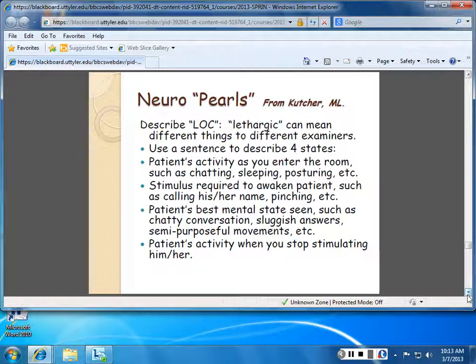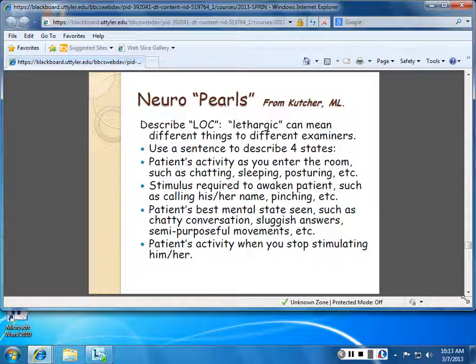Describe level of consciousness. Describe what you mean by lethargic, because that means different things to different people. You can use a sentence to describe what you saw. What was the patient's activity as you entered the room? Were they resting quietly in mom's arm? Were they sitting quietly on the exam table? What kind of stimulus does it require to get the patient's attention, to awaken him? Calling a name, pinching, noxious stimuli.